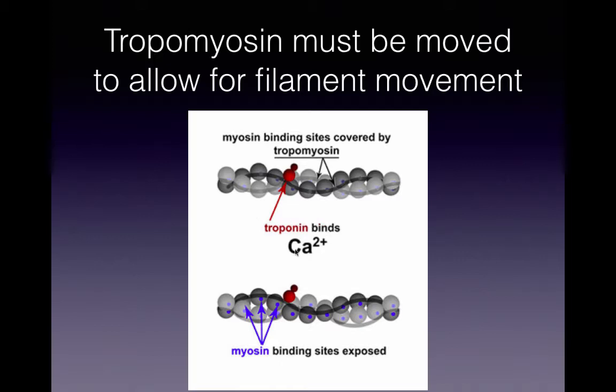When calcium comes in, it binds to troponin, shown here in red. Troponin has the ability to move the tropomyosin, causing the myosin binding sites to be exposed. Once the myosin binding sites are exposed, myosin can come in and pull the actin along, allowing for contraction of the muscle. Again, this is shown in more detail in the video that I will post on Blackboard.